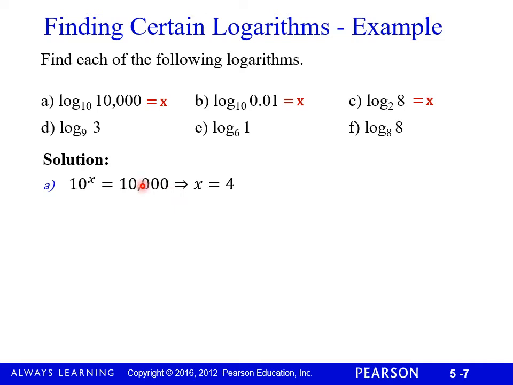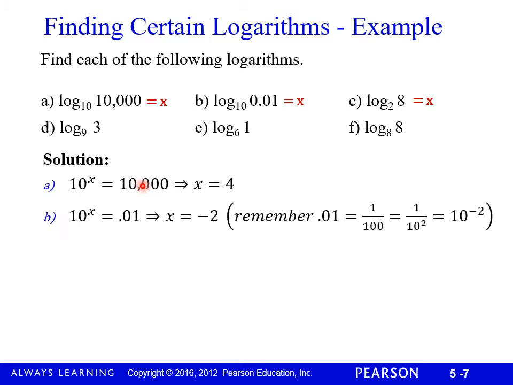For b, we have that kind of fraction thing again. It's a decimal, and it's usually helpful to put the decimals into fractions. So we're going to do that. 10 to the power of x, again, base, exponent, answer, equals 0.01. Gives us x equals negative 2. Remember, 0.01 is 1 over 100. This is the same thing as 1 over 10 squared, or 10 to the negative 2. And so you can see if 10 to the power of x equals 10 to the negative 2, then x has to equal negative 2, because the bases are the same.